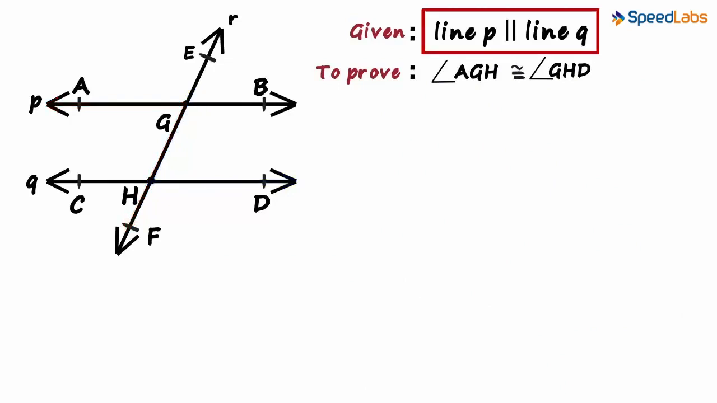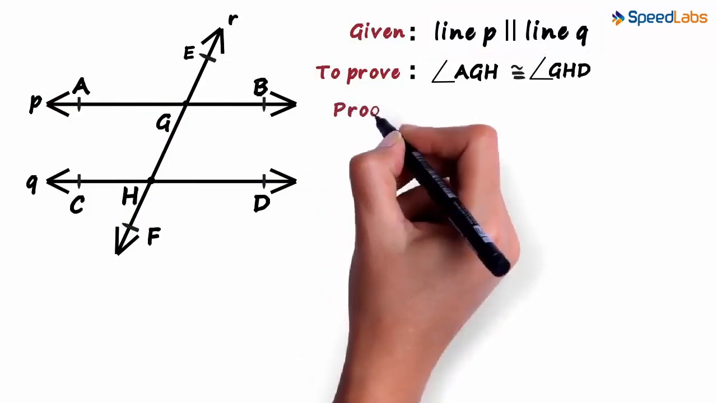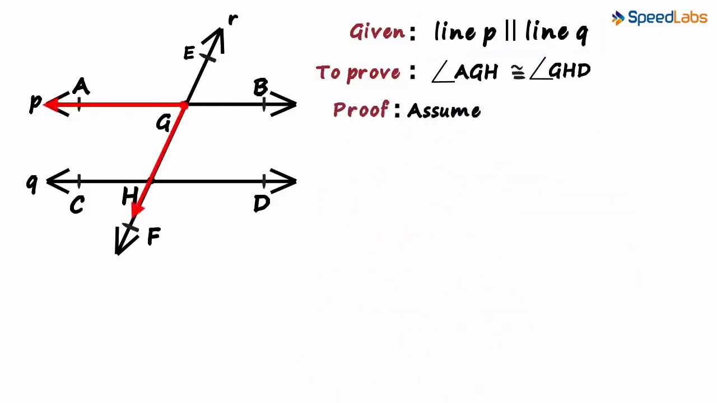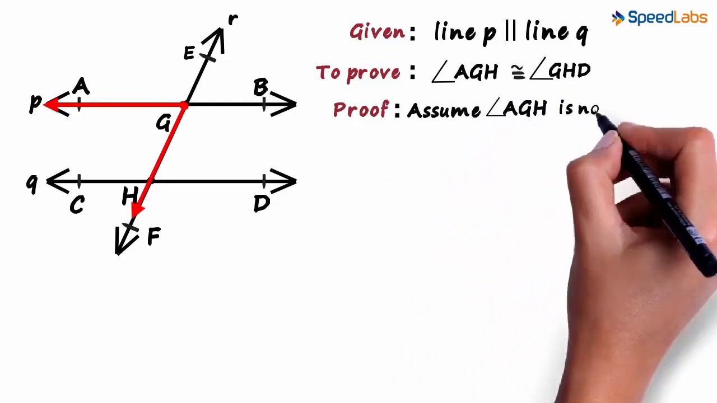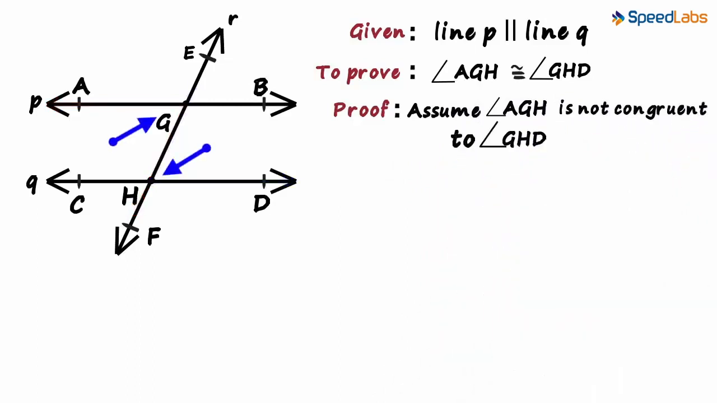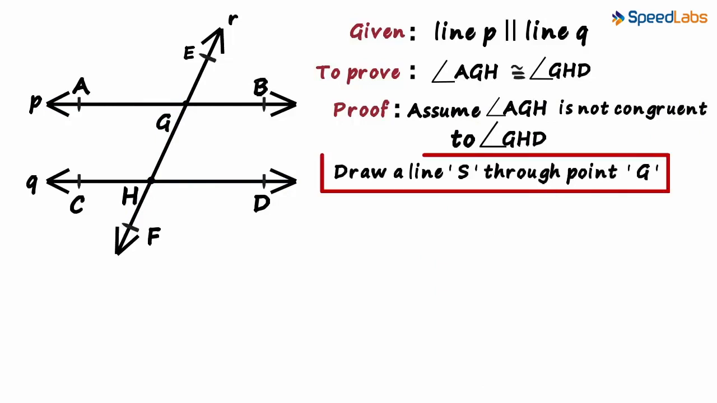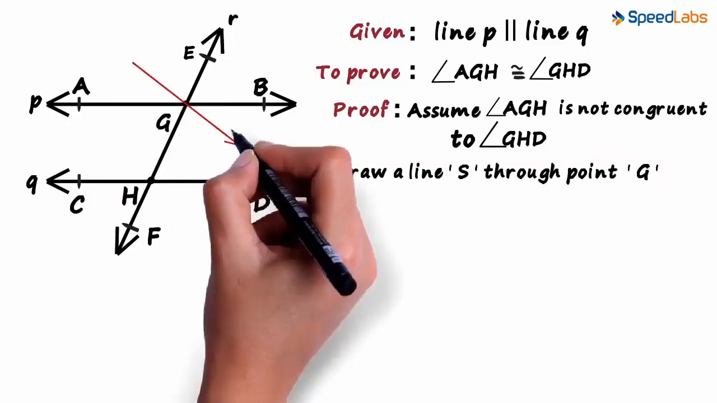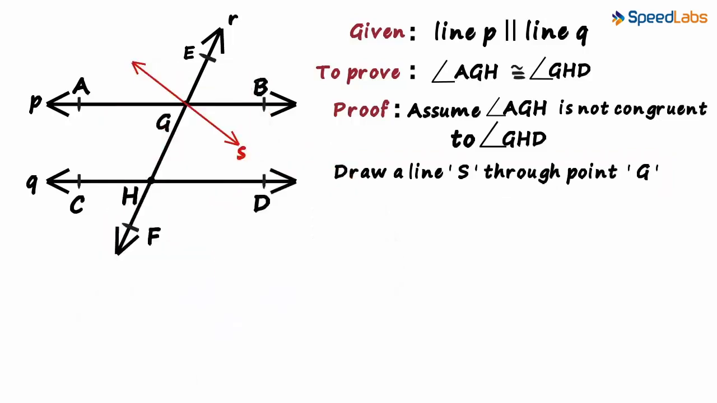Since the data we have is minimal, the best way to proceed would be by using indirect proof. So we assume that angle AGH is not congruent to angle GHD. We are assuming that the interior angles are not equal. The next step that we're about to perform is quite amazing. We draw a line S through point G such that the interior angles formed are equal. So we draw a line S like this and name it line JK.